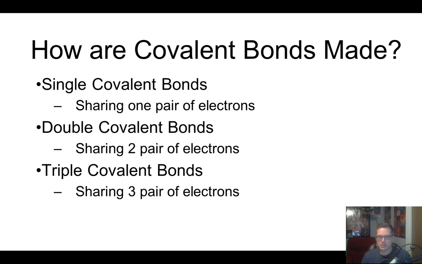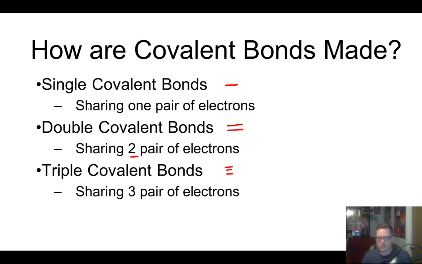A single covalent bond happens when you're just sharing one pair of electrons, and it's represented by a line. A double covalent bond is when you have two pairs. I know it's mind-blowing. It'd be two lines, and a triple covalent bond is three pairs. So it'd be three lines, right? My drawing is just off. Doesn't really matter how long they are.